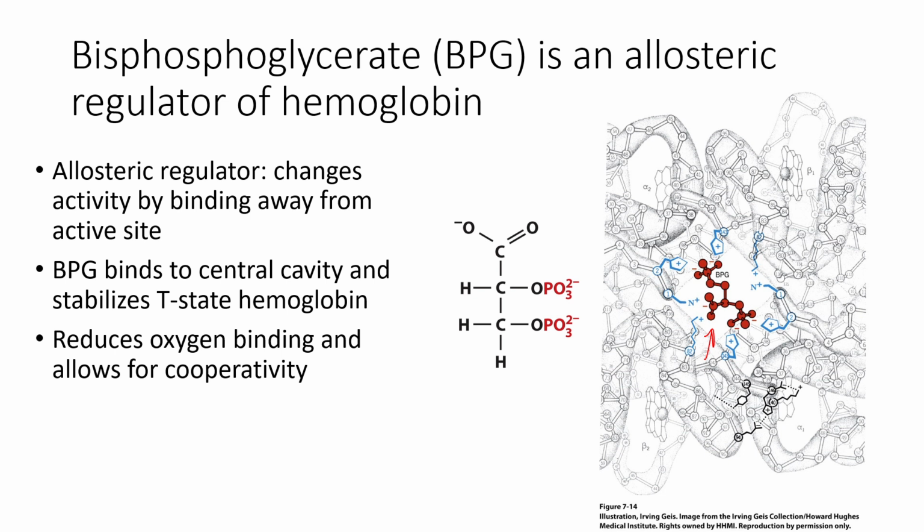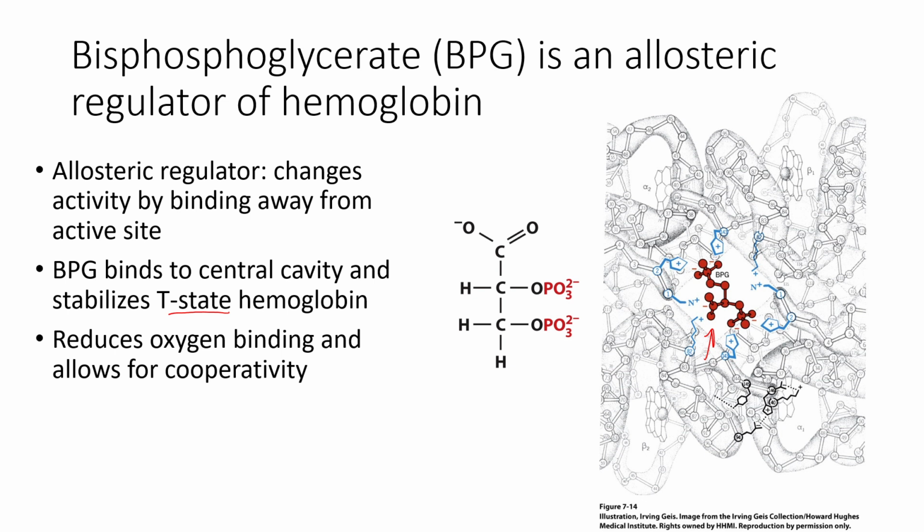And so when it does that, it stabilizes the T state of hemoglobin. And by stabilizing the T state, this overall reduces oxygen binding, because like we mentioned, when hemoglobin is in the R state, that's when it wants to bind oxygen more tightly. And so BPG, by reducing oxygen binding, allows for that cooperativity that we just discussed, where if one subunit wants to release oxygen, then they will all do it together.